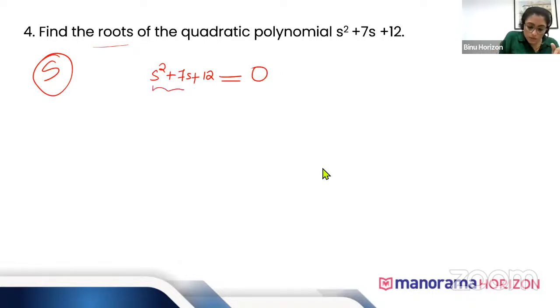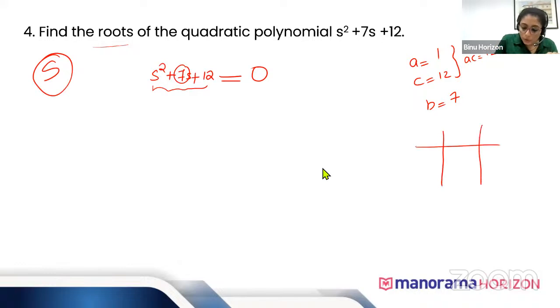Now, how to solve this? Again, you have to split the middle term. What is a over here? 1. What is c? 12. So AC is 12. What is the middle term? B is 7. So you have to choose two numbers such that their product is 12. If I take 1 and 12, the product is 12, but if you add, you get 13.